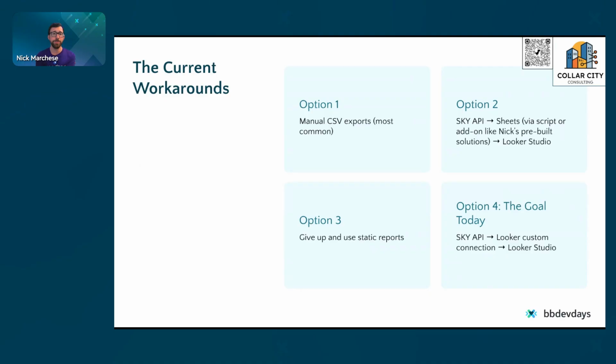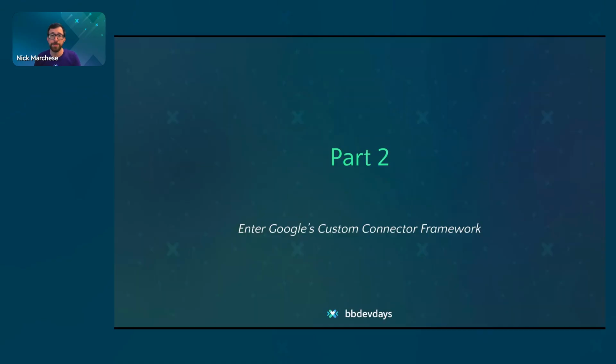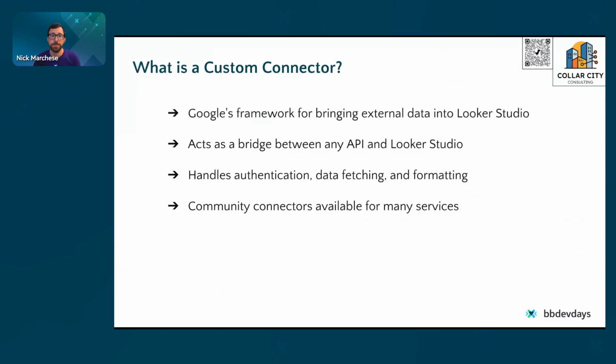So the current options and workarounds, so you have those manual exports. Option 2 is my current solutions that are available via my website, where you connect Sky API directly to Google Sheets via a script or an add-on, and then dump that into Looker Studio. You can just give up and use static manual data exports, or again, our goal for today, try and make a custom connection. Okay, so enter the Google Custom Connector Framework.